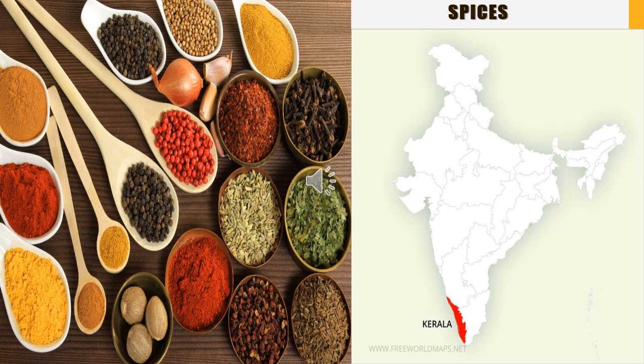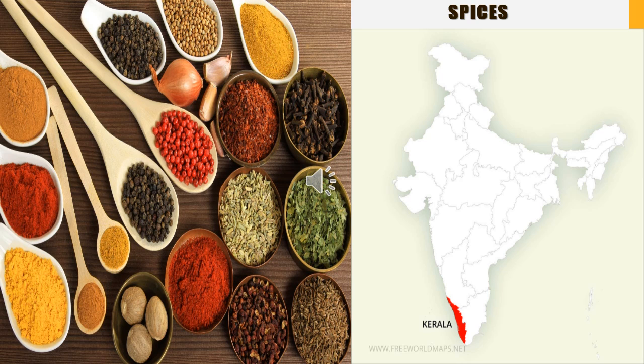Then the fourth type of plantation crop, spices. India has been world famous for its spices since ancient times. You have studied in history that the Europeans came to India for trade, especially for the spice trade. Spices were very famous in the world.